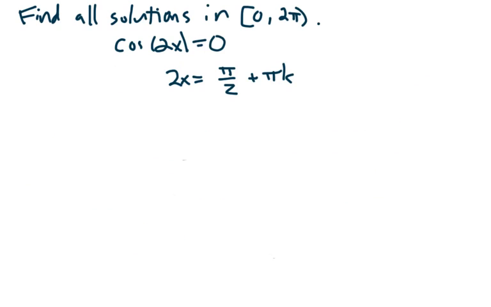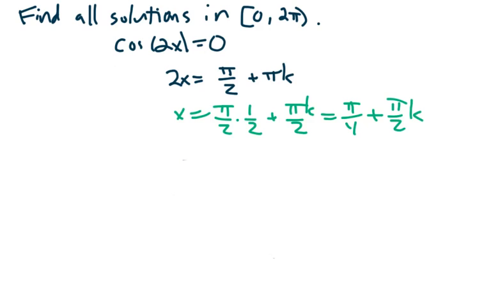Using the unified list that says pi over 2 plus pi k, we're going to get x equals pi over 2 divided by 2, which means pi over 2 times the reciprocal of 2, plus pi over 2 k. So this is pi over 4 plus pi over 2 k. Now when I plug in k's, k equals 0 gives me pi over 4 plus 0. That was easy. But there's only one list now, remember?